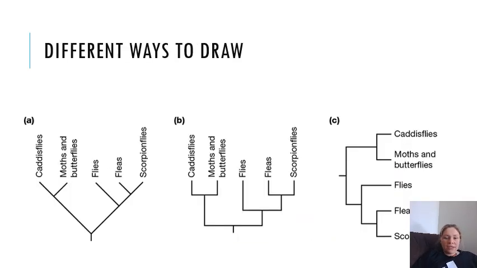There are different ways that we can draw these phylogenetic trees. We can draw them in a V shape with arms extending off. We can draw them as a table, I suppose, vertically. We can draw them horizontally. The most important thing is that at each branch or each point of divergence between one group and another, this shows the divergence from a common ancestor.